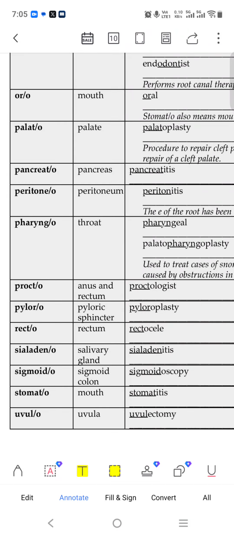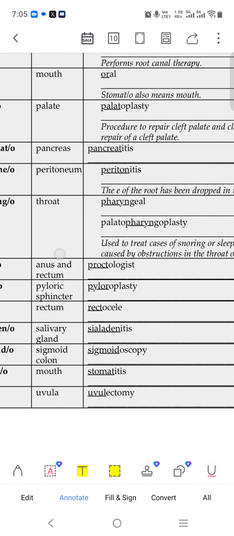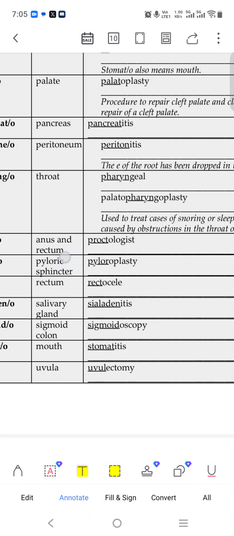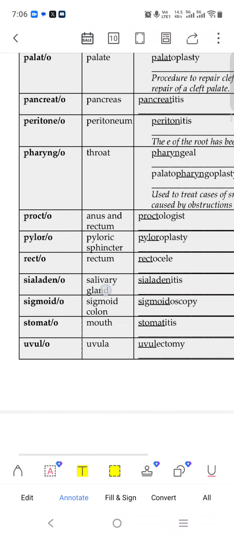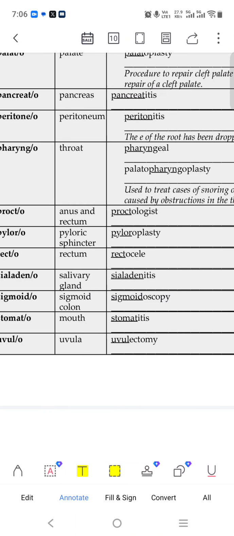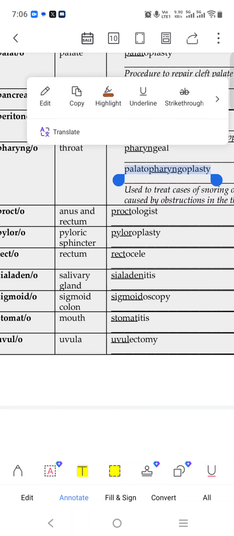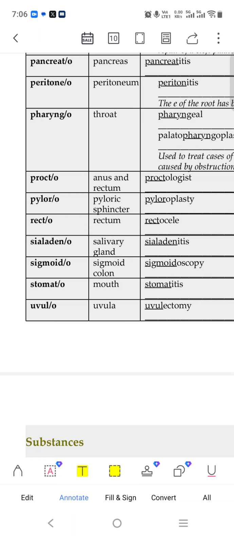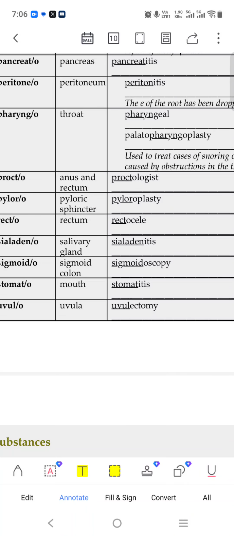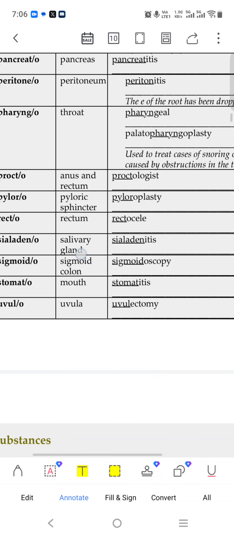Pharynx means throat. Pharyngoplasty is the repair of the pharynx. So palatopharyngoplasty means repair from the palate up to the pharynx. Okay, procto means anus, like proctologist. Pylorus is our stomach area. Pyloroplasty has been done. Rectum means rectum.